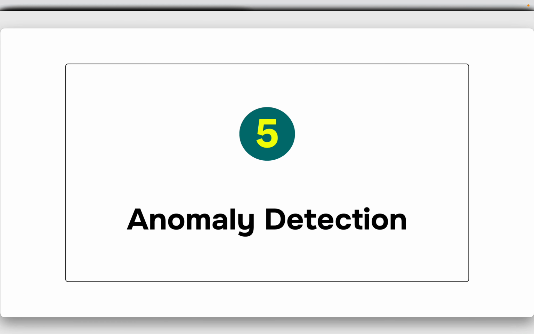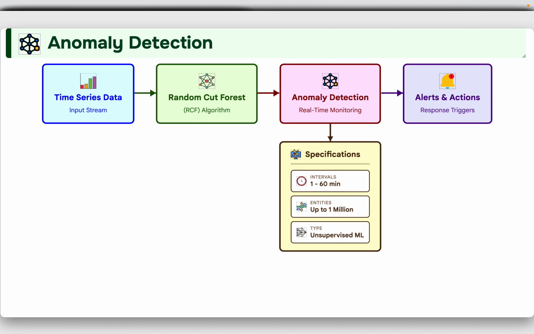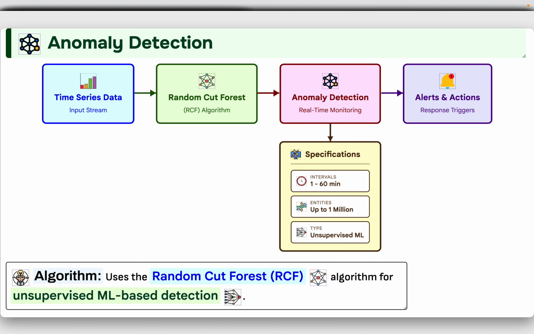Fifth topic is anomaly detection. The anomaly detection feature uses a data flow that goes from time series data through the random cut forest algorithm to detect anomalies in real time, which then triggers alerts and actions. The specification shows configurable intervals from 1 to 60 minutes, support for up to 1 million entities, and unsupervised machine learning. The feature uses the random cut forest algorithm for unsupervised ML-based detection.